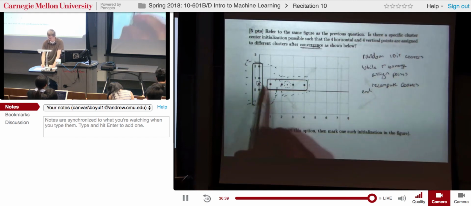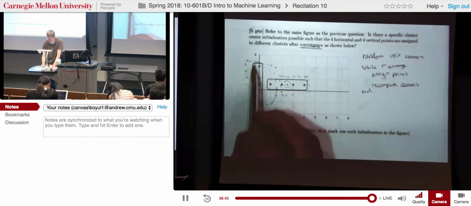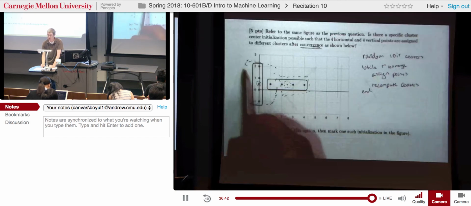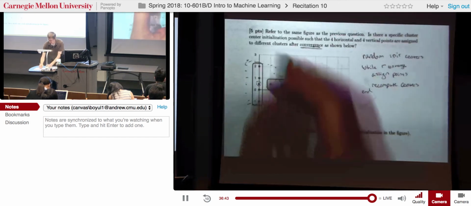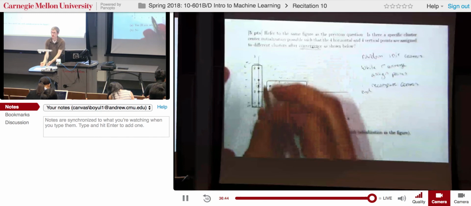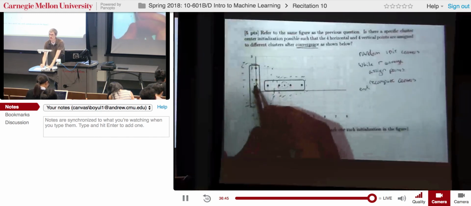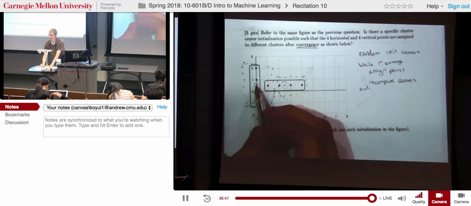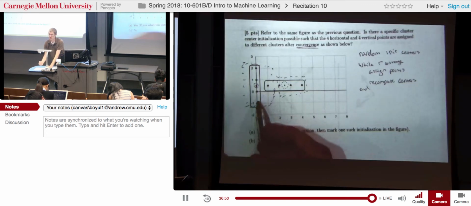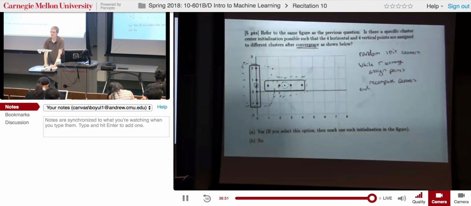This is not the original clusters. It cannot be a converged answer, because if you run one more iteration of k-means, you'll get new clusters. Any questions?